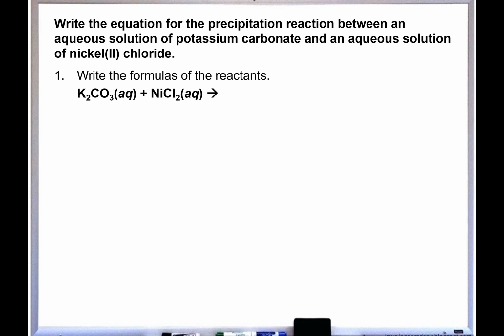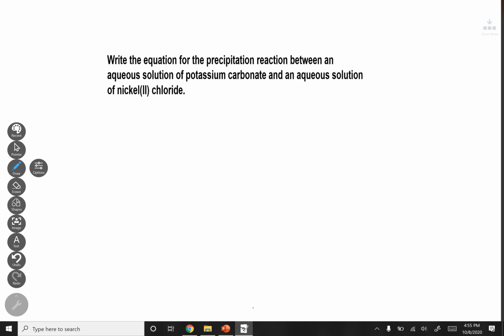Okay, so here's an example. Let's write the equation for the precipitation reaction between an aqueous solution of potassium carbonate and an aqueous solution of nickel 2 chloride. So this is the example we're working with, and I'm going to work this one out with you. The first thing we want to do is write out our reactants. So step one, let's write out our reactants. I have potassium carbonate, which is K2CO3. Remember that carbonate is 2 minus. Plus an aqueous solution of nickel 2 chloride, so NiCl2.